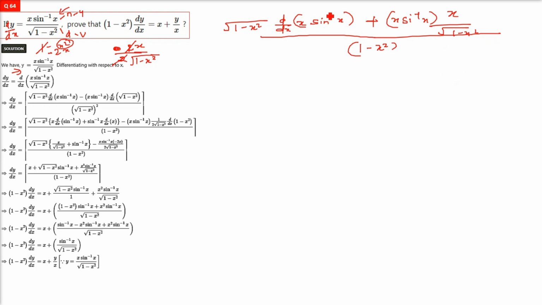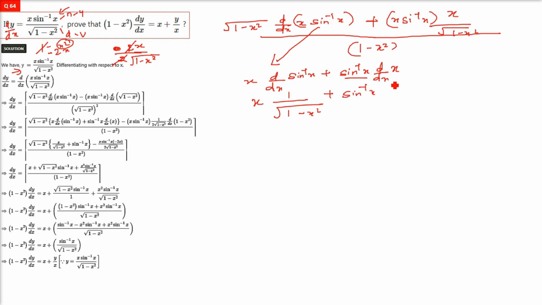Alright. Now, x sine inverse x we have to differentiate, and that will be done by the product rule. So let us see now. We apply the product rule. So first x, then d by dx of sine inverse x, then we have the sine inverse x and d by dx of x. So for x sine inverse x we get 1 by under root 1 minus x square, and then we have plus sine inverse x, and d by dx of x will be 1. So I am not writing it, it will be just 1.